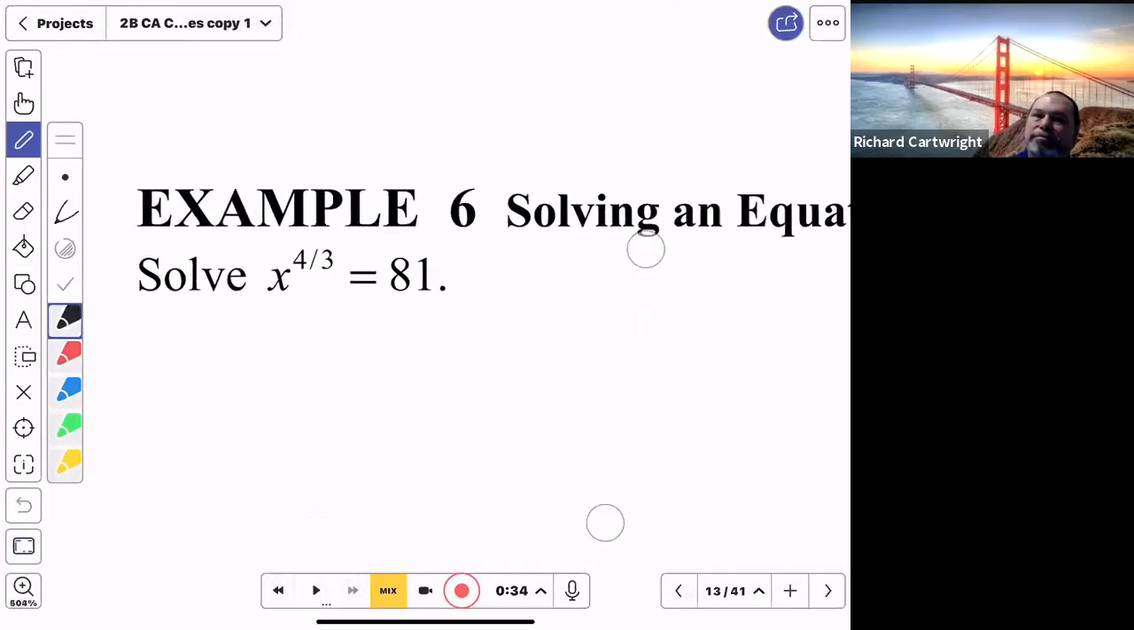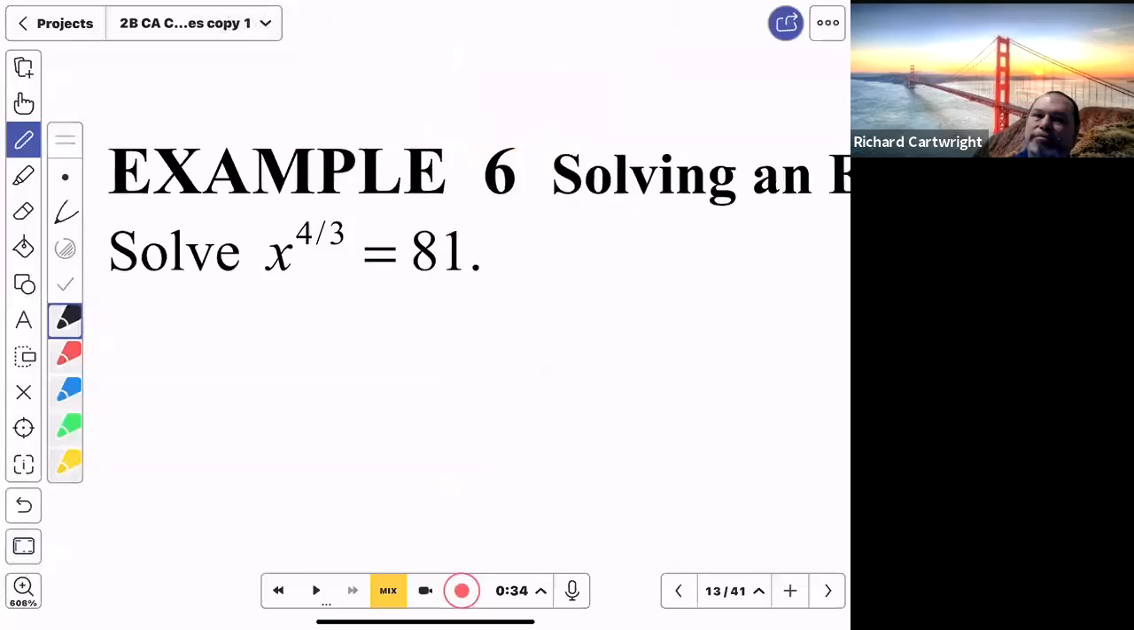Another one. That one looks real hard, but it really isn't. I'm not even going to worry about this 81. I'm going to look at how I can get x by itself. A power to a power could be used if I want to get rid of this power.